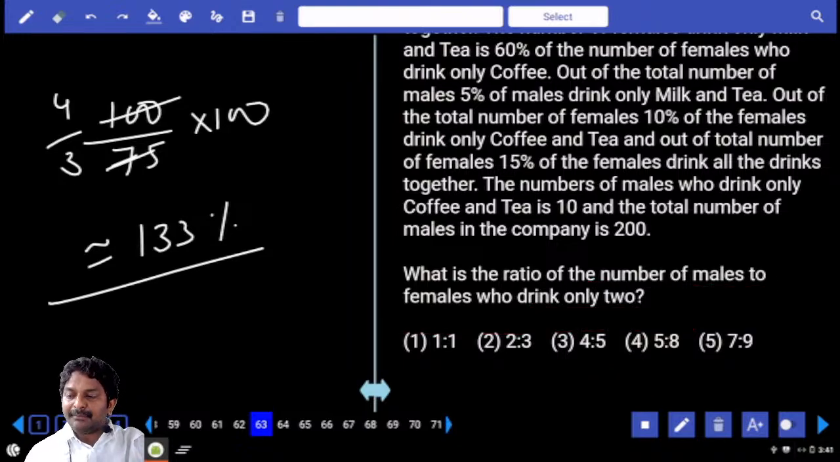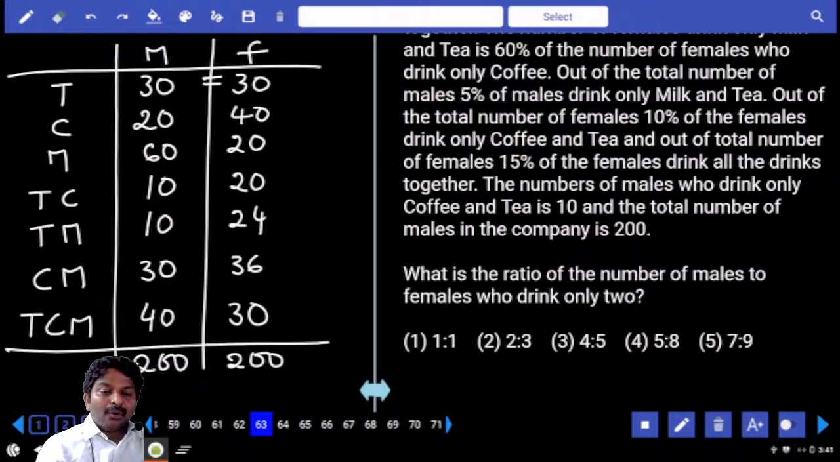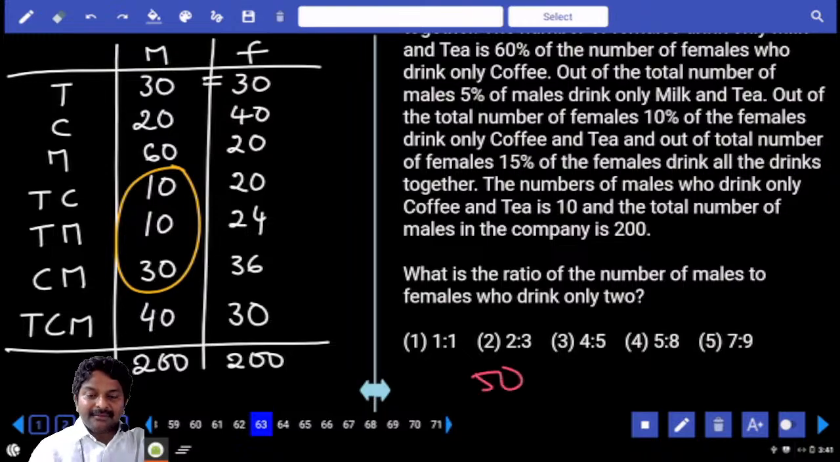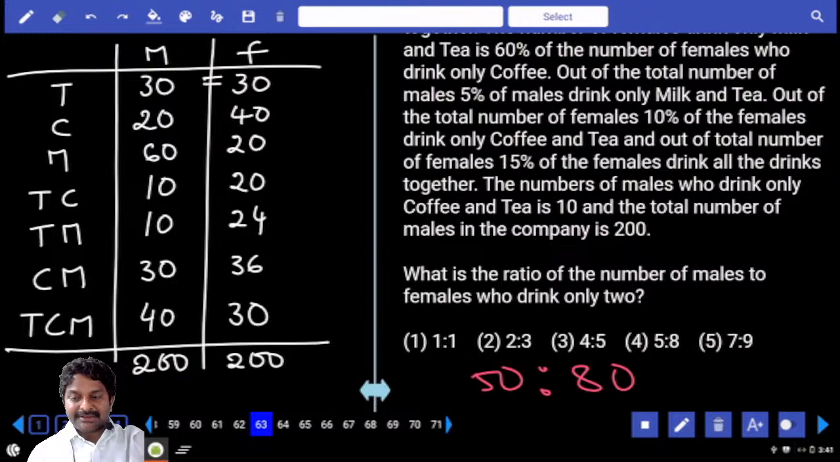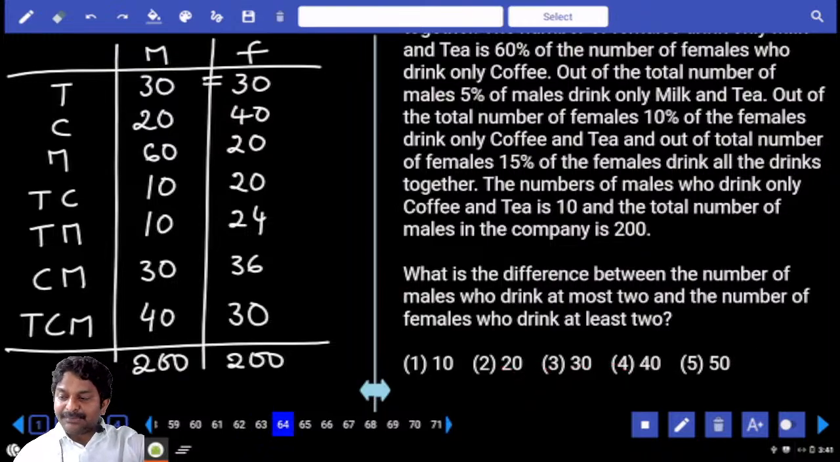What is the ratio of number of male to female who drink only 2? Only 2 in the sense, in male 10, 10, 30, 50. In female 20, 24, 36. 80. Ratio 5:8.